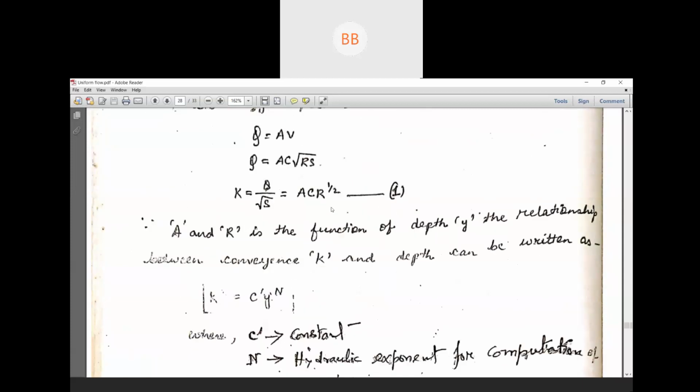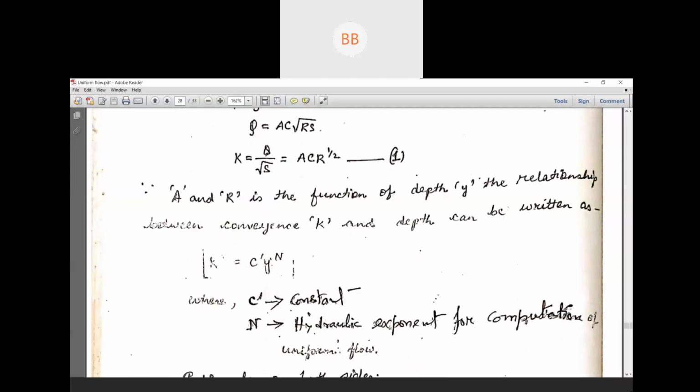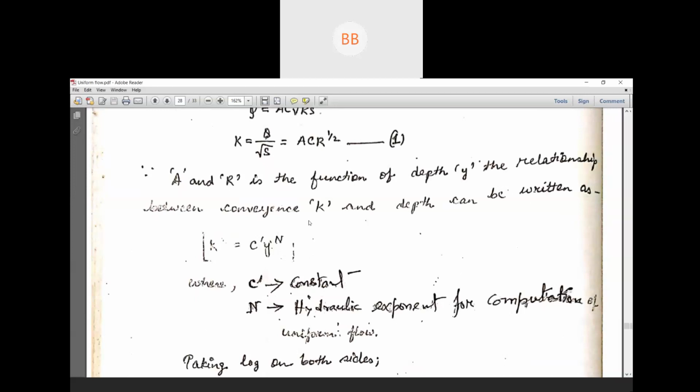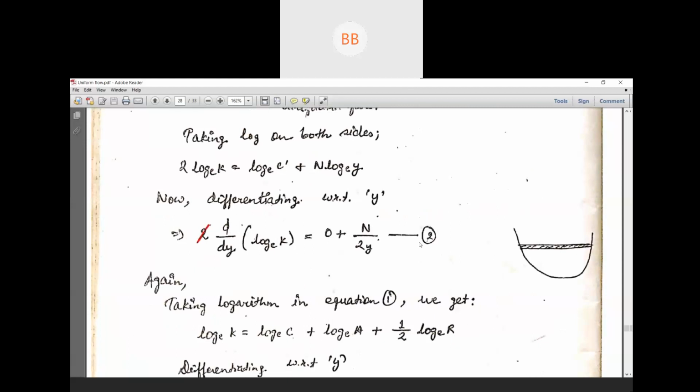Now see, we have one equation here: K is equal to A C r to the power half. Our intention is to derive an expression for this n value, that is your hydraulic exponent. So in equation number 2 we have d by dy log e k is equal to n by twice y. So we have n.